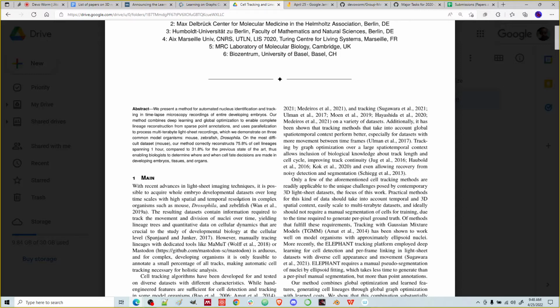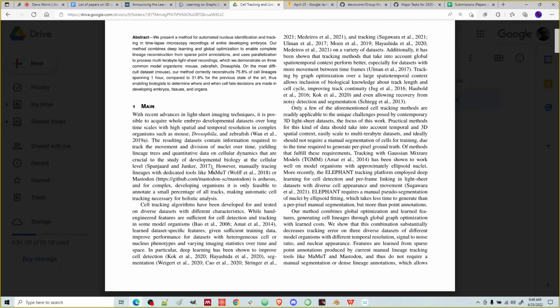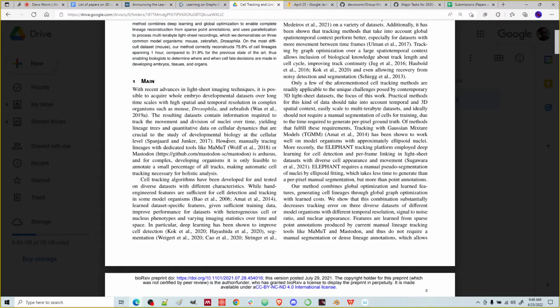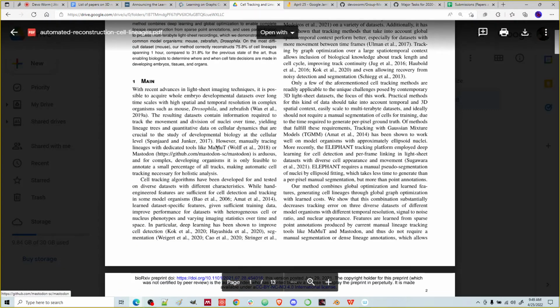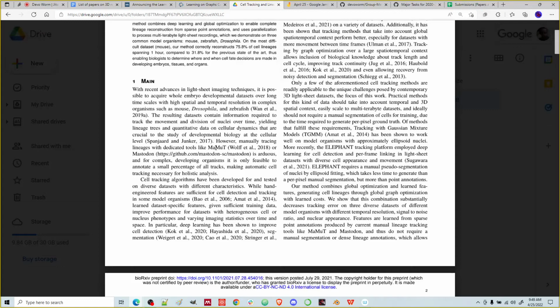So, on the most difficult data set, mouse, our method correctly reconstructs 75.8% of cell lineages spanning 1 hour, compared to 31.8% for the previous state of the art. So they've been building upon the state of the art, thus enabling biologists to determine when and where cell fate decisions are made. So this is the main part here where they talk about some of the manual tracing of lineages. So you can trace lineages manually using different techniques.